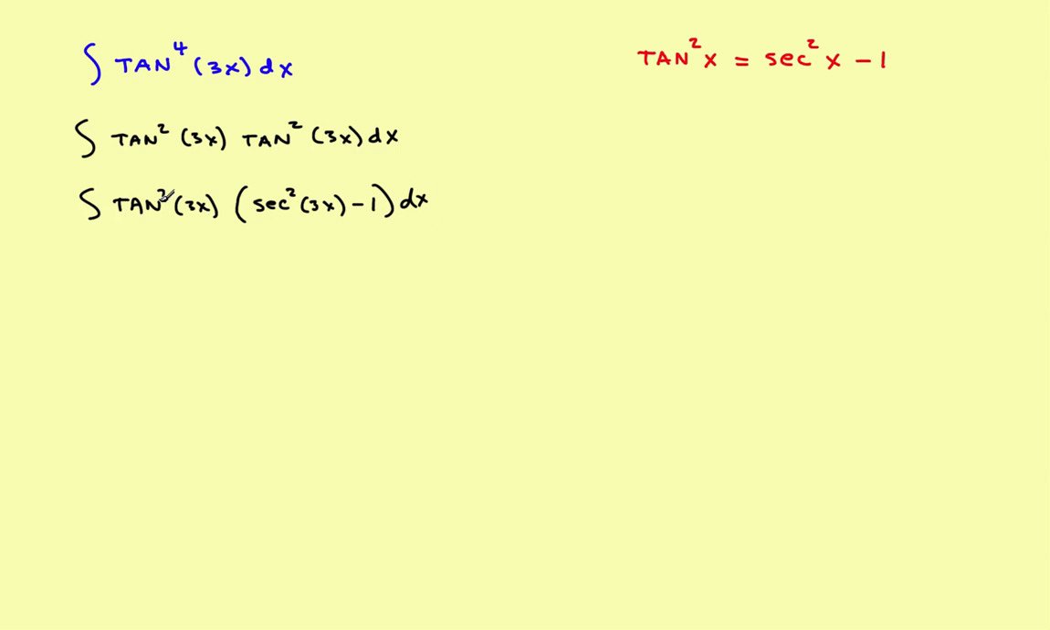Now again, why are we doing this? Well, basically just to break it down into integrals that we can actually integrate. Right now we're stuck with ones that we can't integrate. So the next step will be to do this. Take this tangent squared and distribute it through the parentheses here. So this will become the integral of, now multiply these two together and you would have the tangent squared of 3x times the secant squared of 3x.